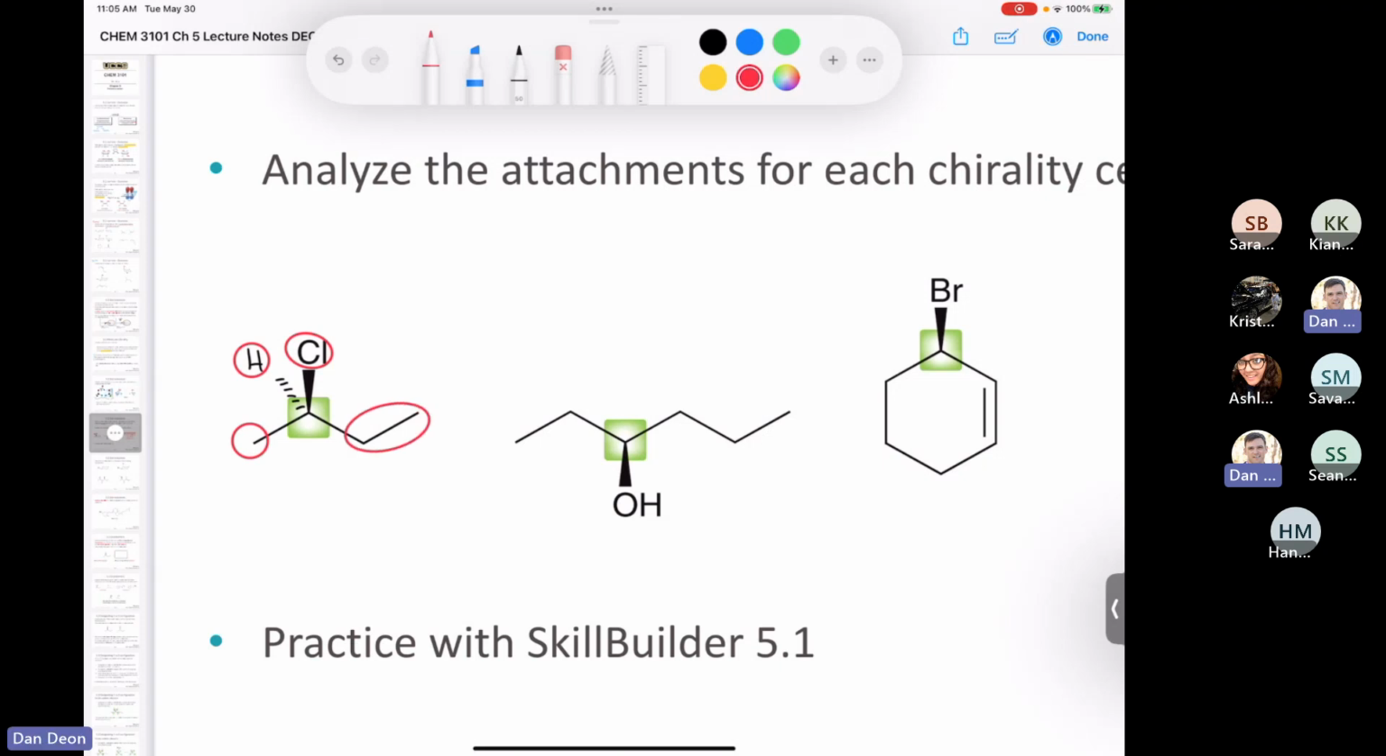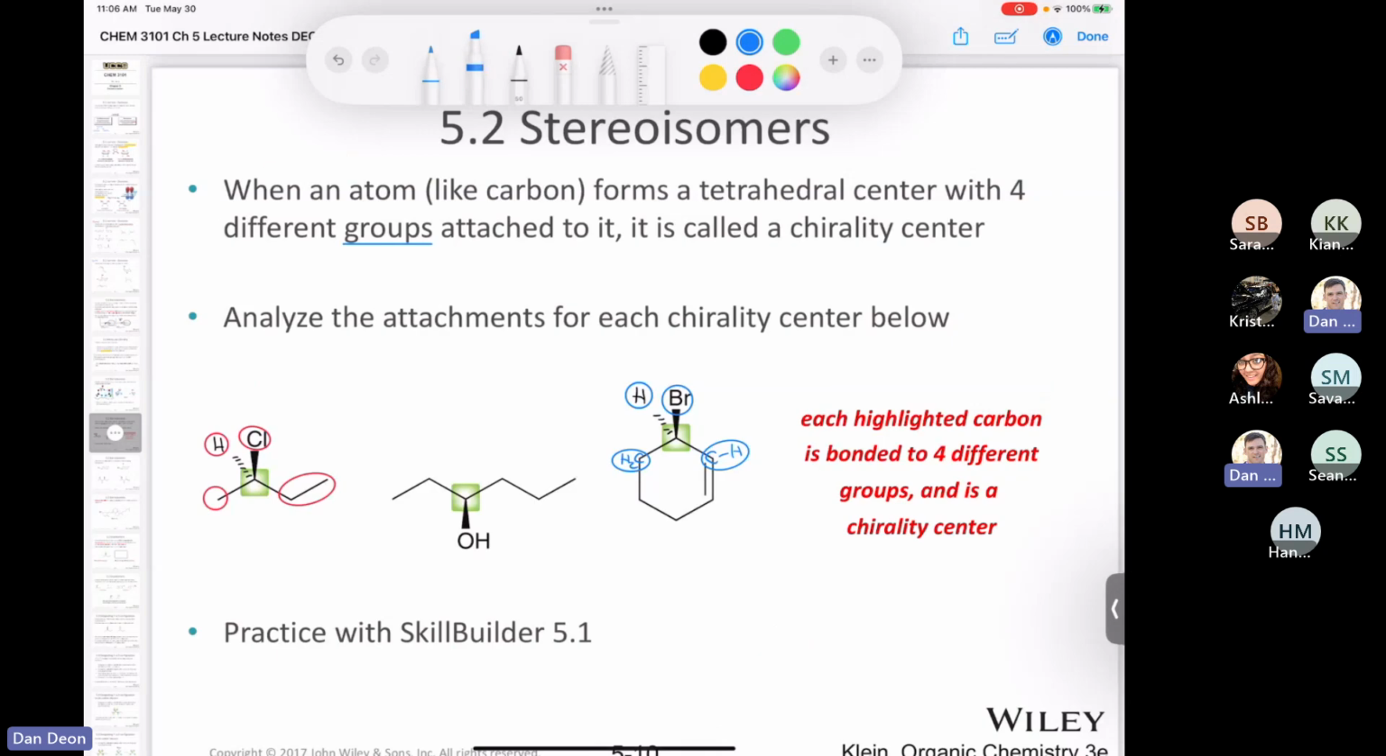The one in the middle is a chiral center, and you can even try it with this one here. This carbon is attached to a hydrogen, a bromine. This is a CH, and then this one here is a CH2. So clearly, those are 4 different groups. So that's how we identify a chirality center. Each highlighted carbon, if it's a chirality center, is bonded to 4 different what? Groups. And when a carbon is bound to 4 different groups, we call it a chirality center.